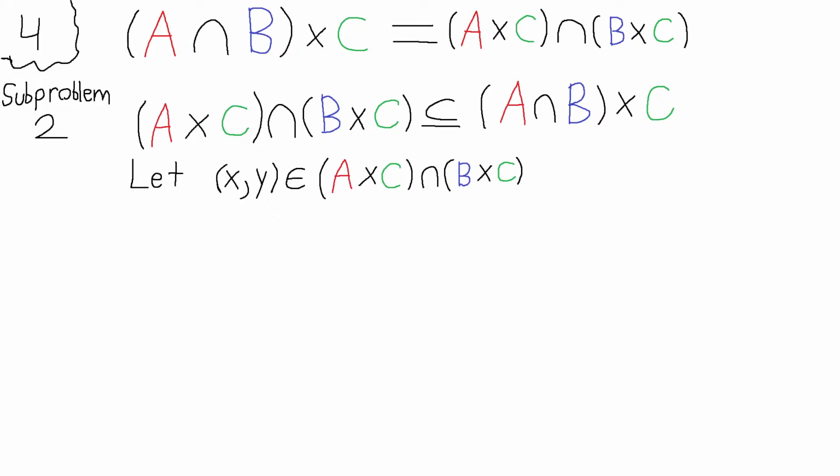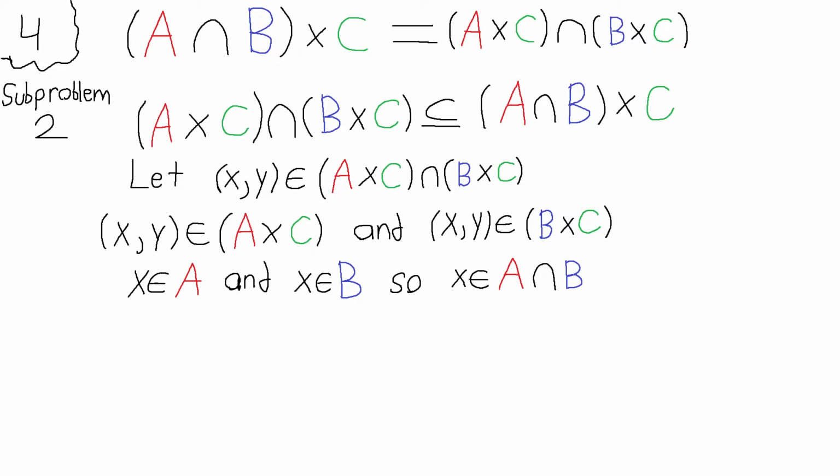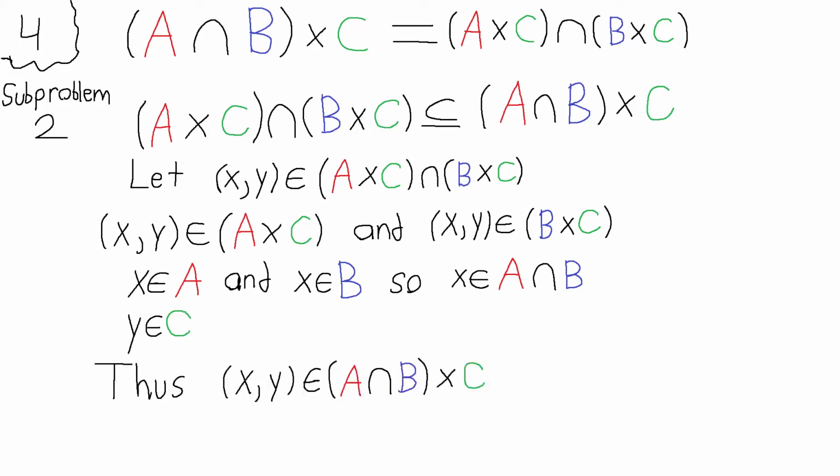Let xy be an ordered pair element of the right side. This means that xy is an element of A cross C, and it's also an element of B cross C. We have that x is an element of A, and it's also an element of B, so x has to be an element of the intersection of A and B. And also, y is an element of C. Thus, xy has to be an element of the intersection of A and B cross C.